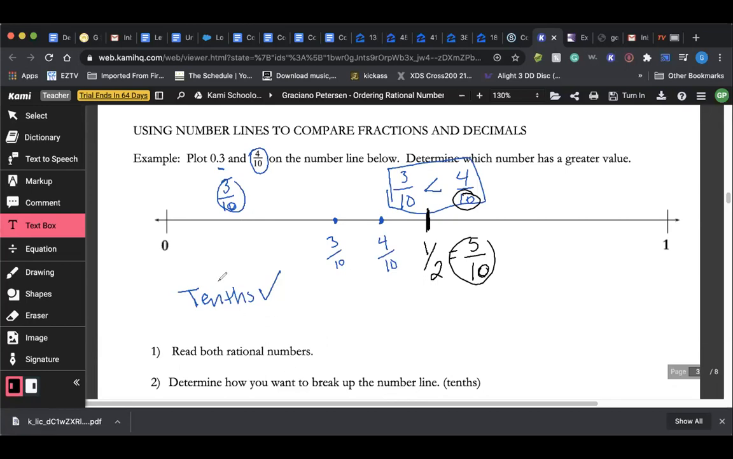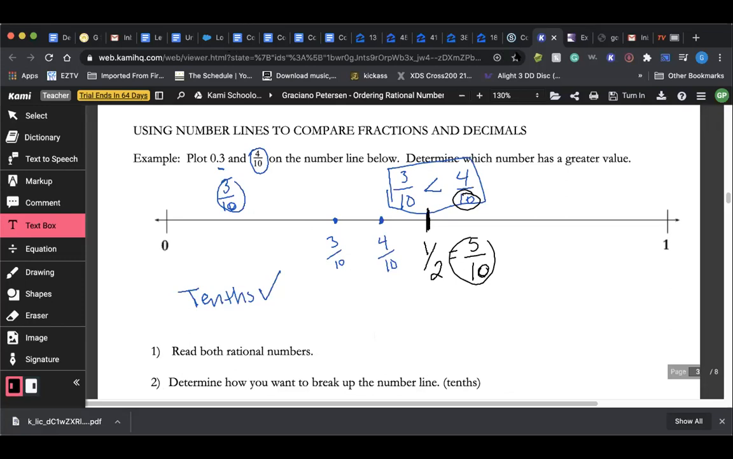So I have steps here for you, all right? It says to figure out both of the rational numbers. I would also say in here, not just to read them, but also to convert them to the same form, either both fractions or both decimals, and we'll go over that. And then determine how you want to break up the number line. Videra suggested tenths. The notes also suggest tenths. I love that. Break it into tenths first, and then figure out where they go in relation to each other.